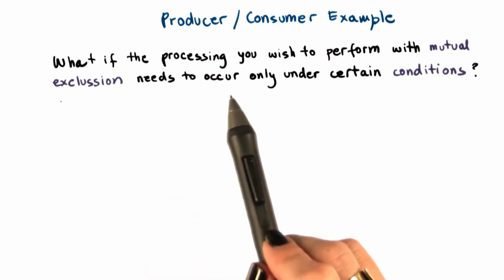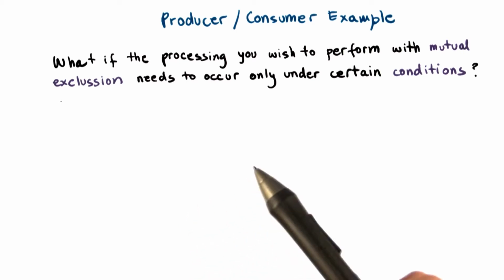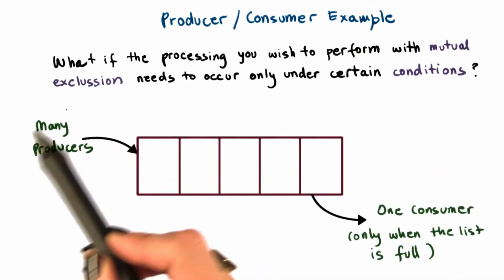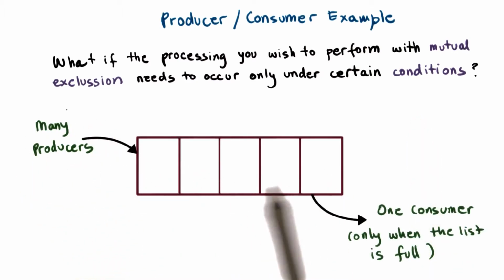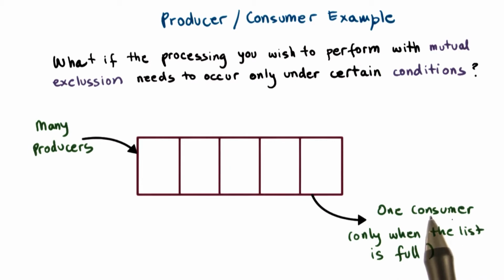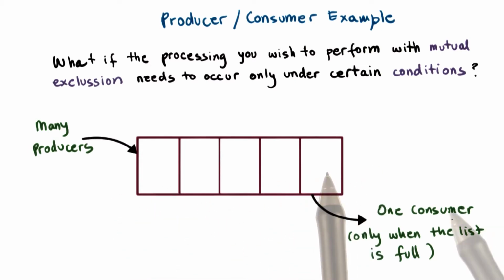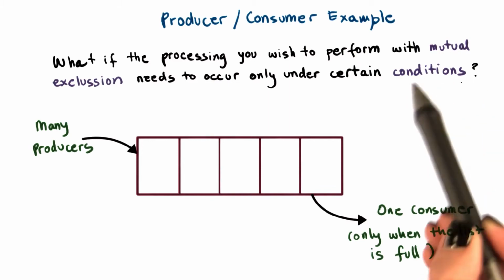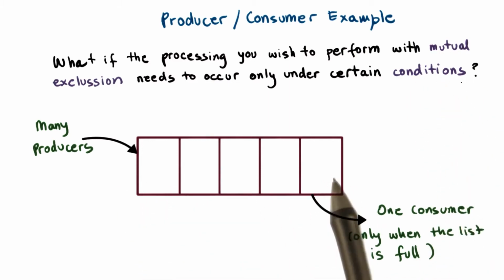However, what if the processing that you wish to perform needs to occur only under certain circumstances, under certain conditions? For instance, what if we have a number of threads that are inserting data to a list? These are producers of list items. And then we have one special consumer thread that has to print out and then clear the contents of this list once it reaches a limit, once, for instance, it is full. We'd like to make sure that this consumer thread only really gets to execute its operation under these certain conditions, when the list is actually full.